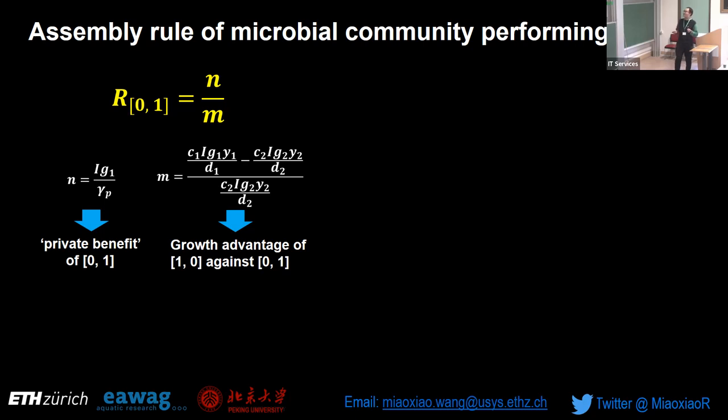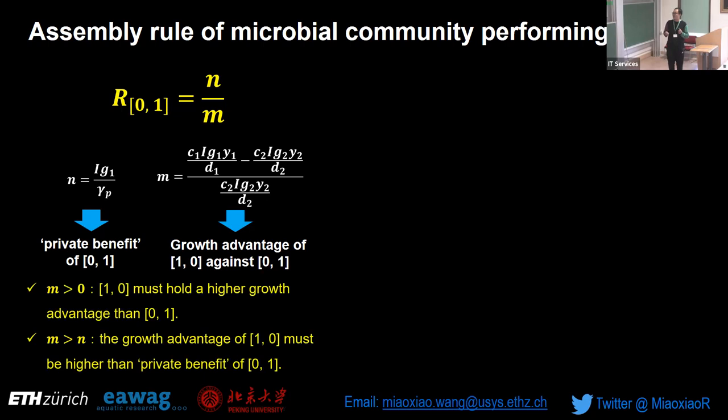So this formula gives us two pieces of information: if we need a stable community, we need two important conditions. First, we need the first strain to have a higher growth rate, or a growth advantage, than the second strain. And the second condition is that such growth advantage should be higher than the private benefit of the second strain. Actually, maybe this is not easy to understand, especially for biologists.